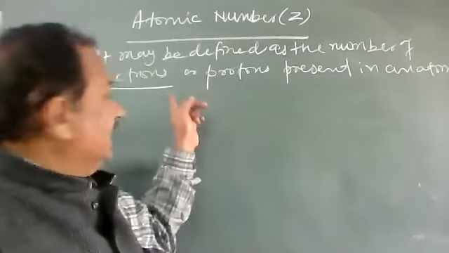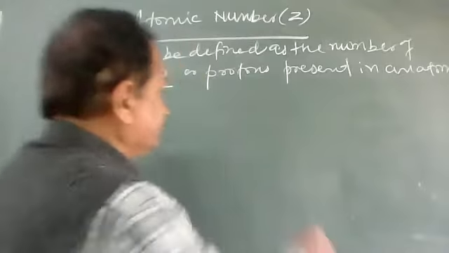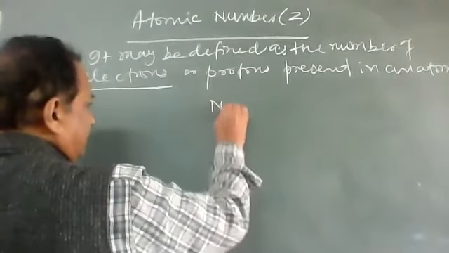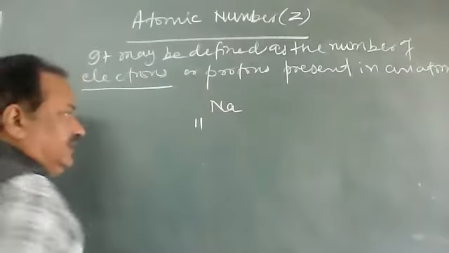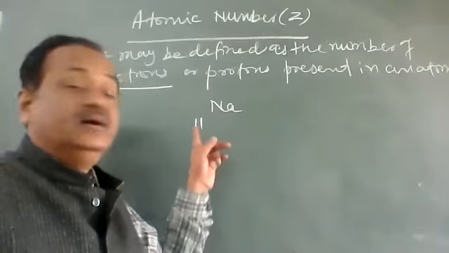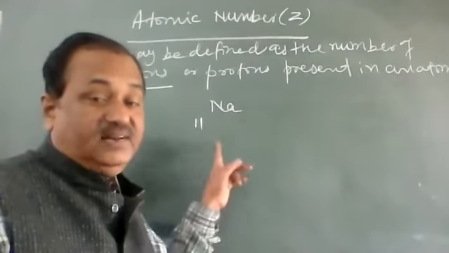So either electrons or protons, like in the case of sodium, here the atomic number is 11. Atomic number is written on the lower left-hand side.